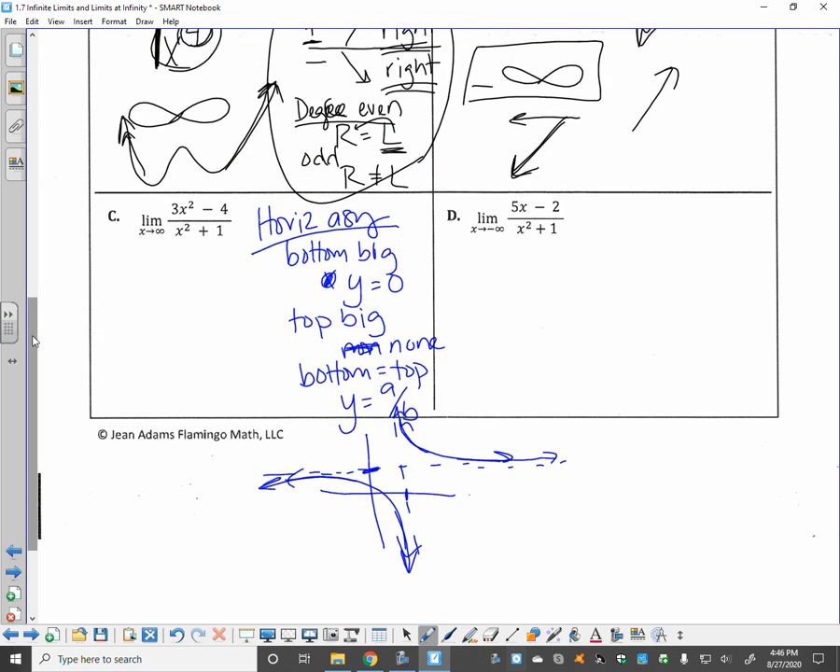Okay. So if I'm looking at this guy, his powers are the same. So I know he has a horizontal asymptote at y equals 3. Please don't just write 3. So then I know that as x heads towards positive infinity, this guy's headed towards that horizontal asymptote. So that limit is 3.